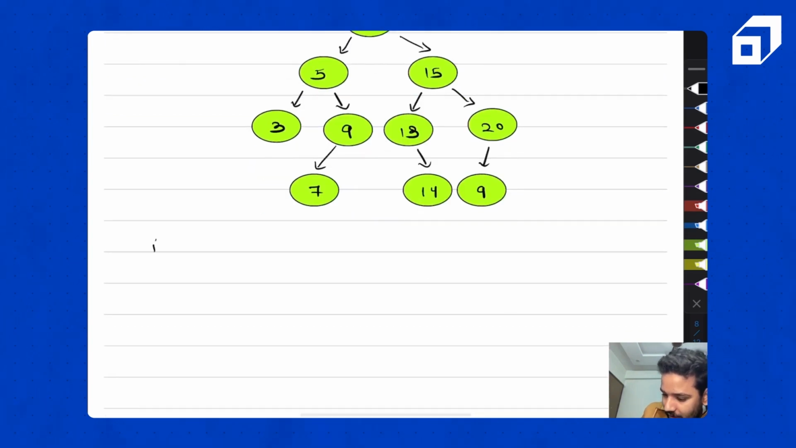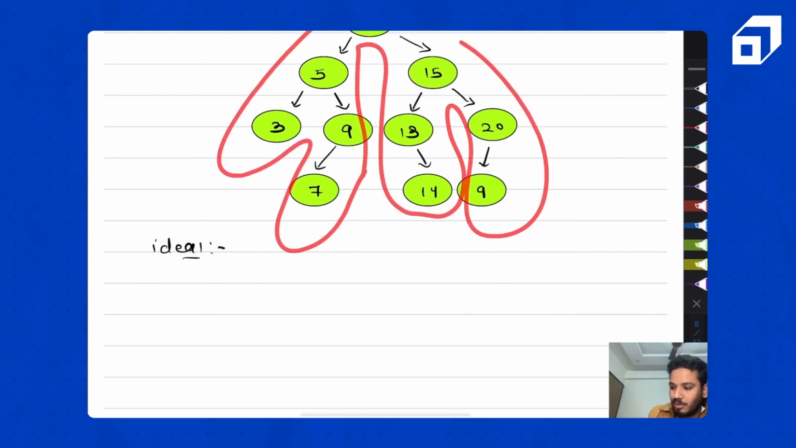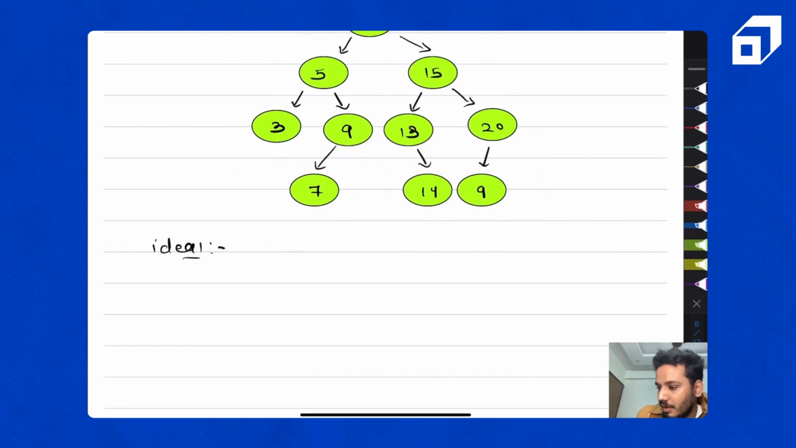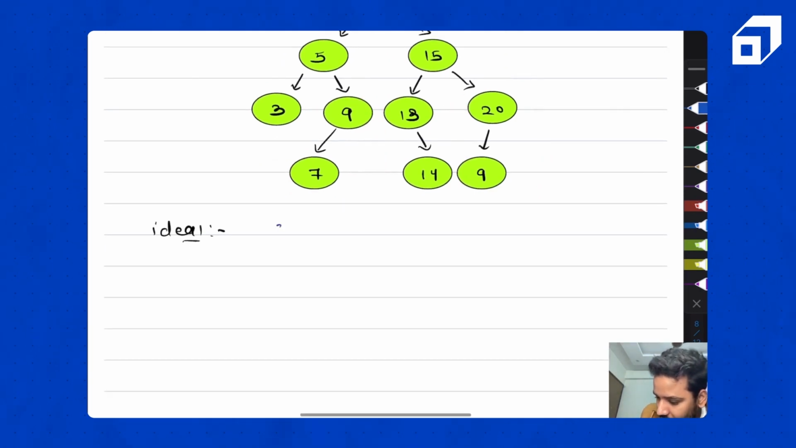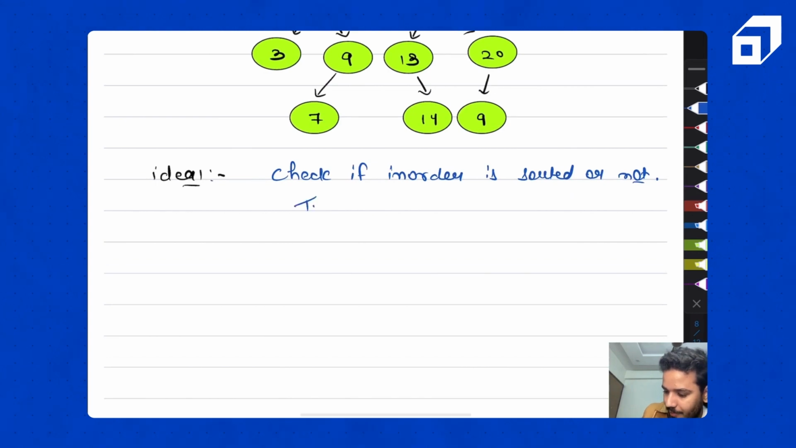At least let's just discuss idea one. So the first idea is simple. We know the in order of a BST is sorted. So first thing is we can do the in order of this binary tree, and if this in order comes out to be sorted, then we can say it's a BST, otherwise not. So first is check if in order is sorted or not, which will require time complexity of order of n.